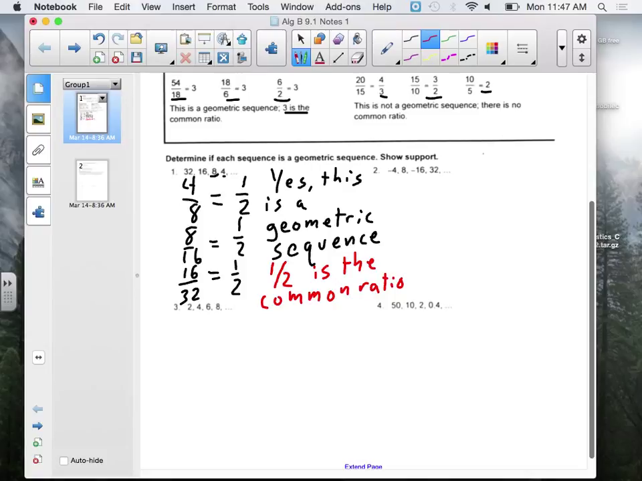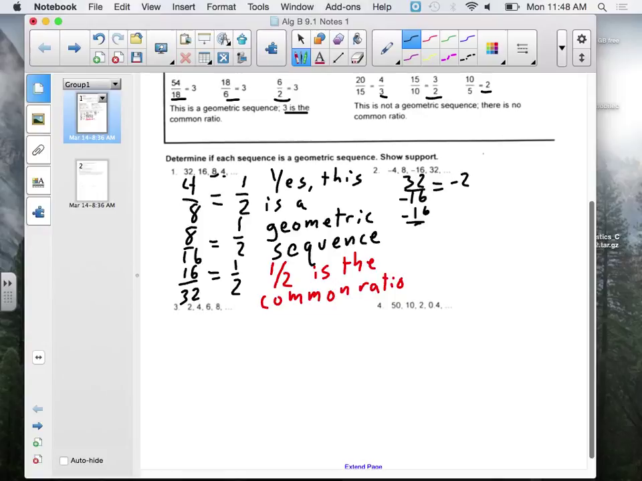All right. So now we're on number 2. We have to determine if it's a geometric sequence, so how do we do that? 32 divided by -16. So we have to take the last term, which is 32, and divide it by its previous term, which is right before it, so that's -16, -2.